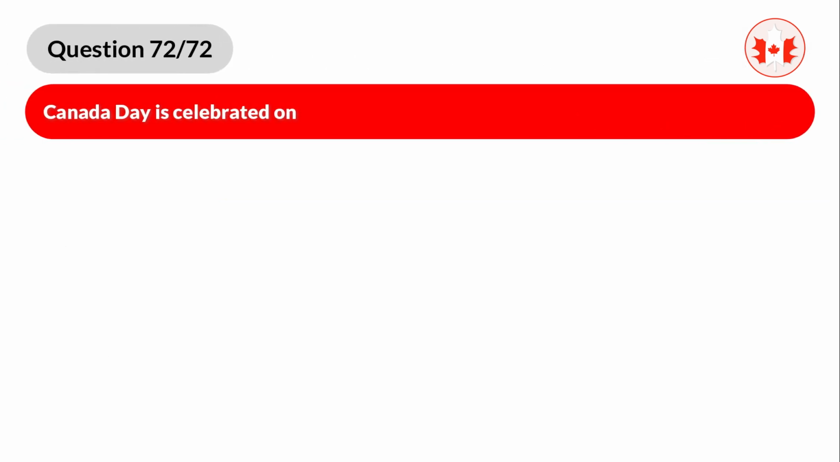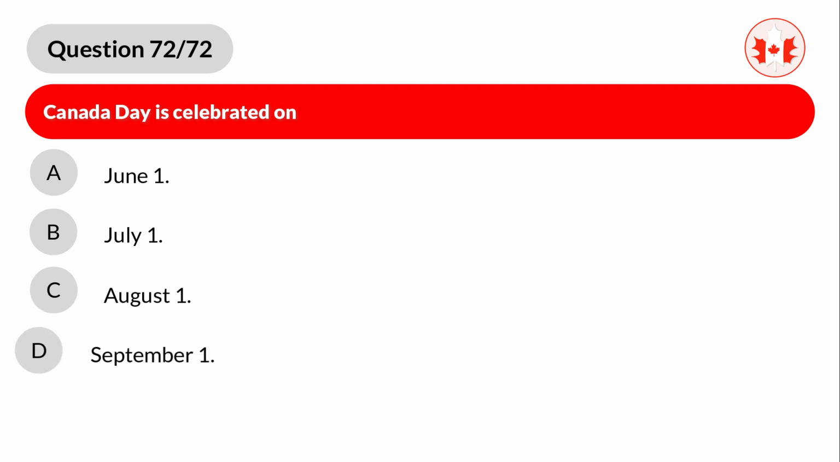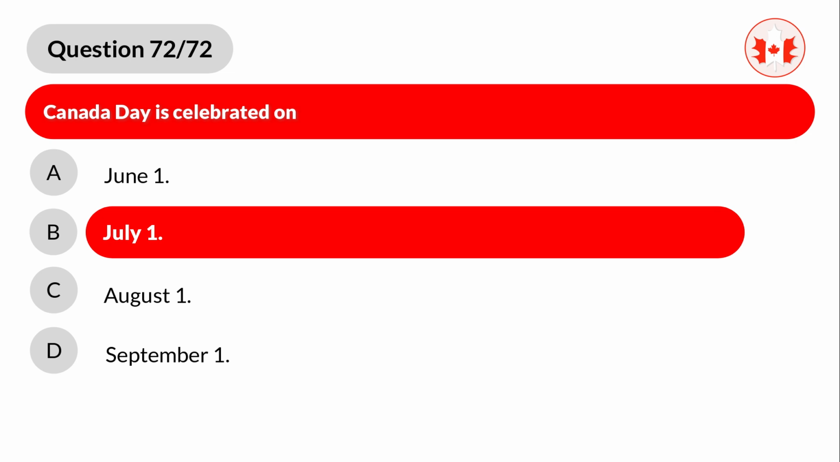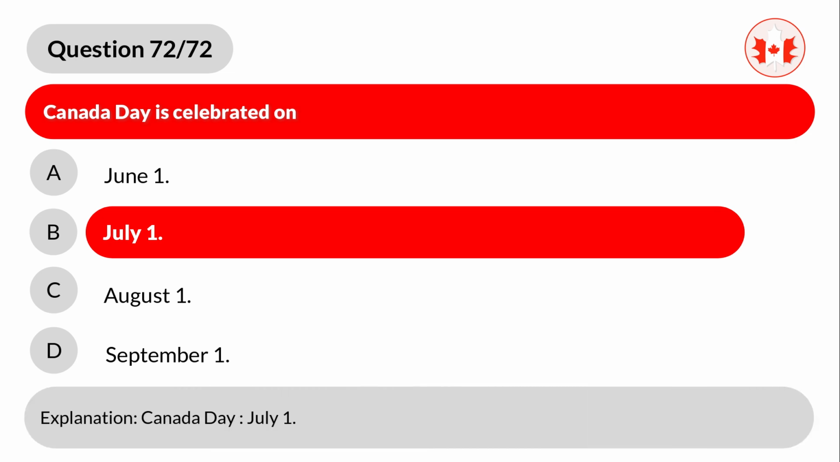Question 72. Canada Day is celebrated on A. June 1st. B. July 1st. C. August 1st. D. September 1st. The correct answer is B. July 1st. Explanation: Canada Day, July 1st.